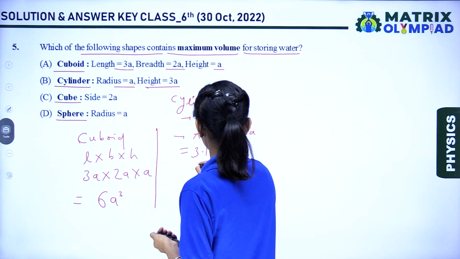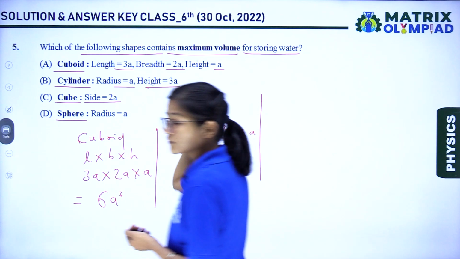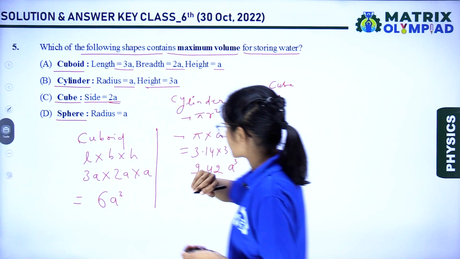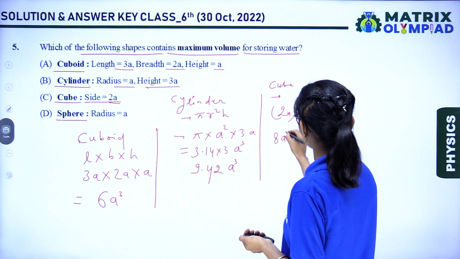And the third shape is the cube. So what is the volume of a cube? That is side cube, and the side of that cube is 2a. So 2a cube will be 8a cube. And our fourth shape is the sphere.